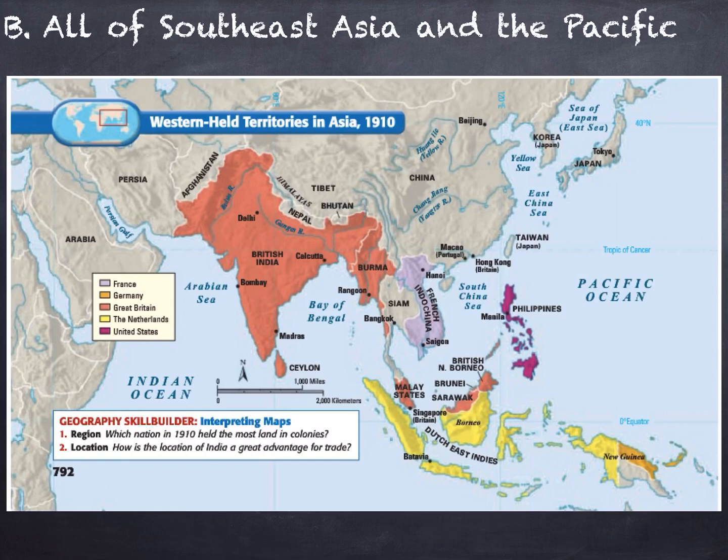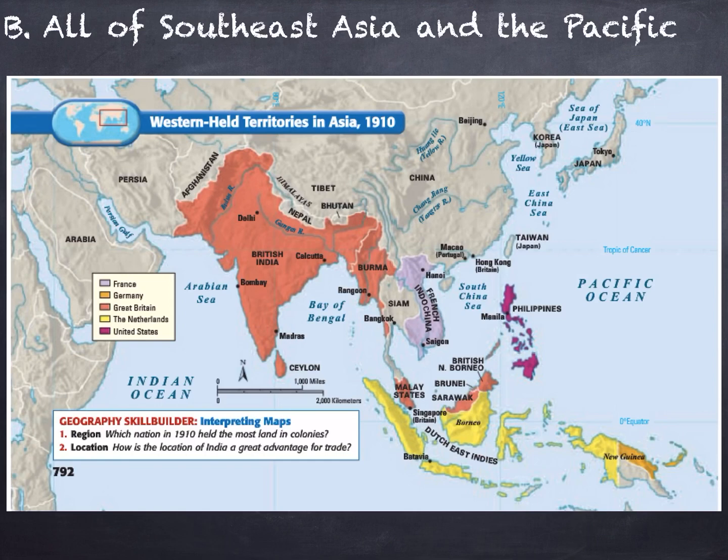You can see the French in light purple are going to take territory in the southeastern part of Asia, which back then was literally called French Indochina. Today, we call it Vietnam. You can see that the Netherlands are going to take areas there in Indonesia. To this day, they are called the Dutch East Indies.